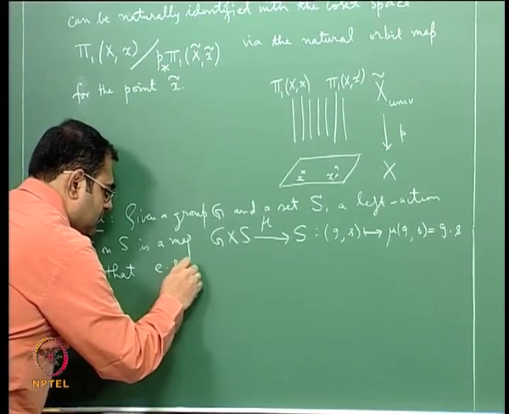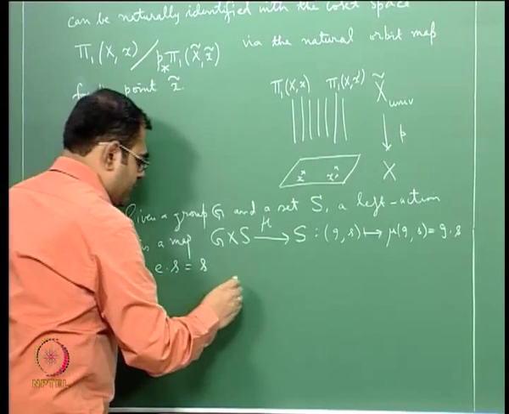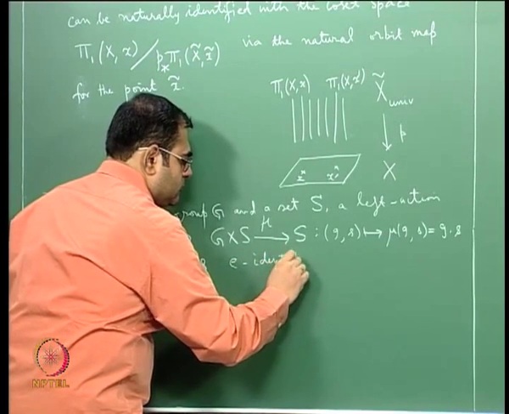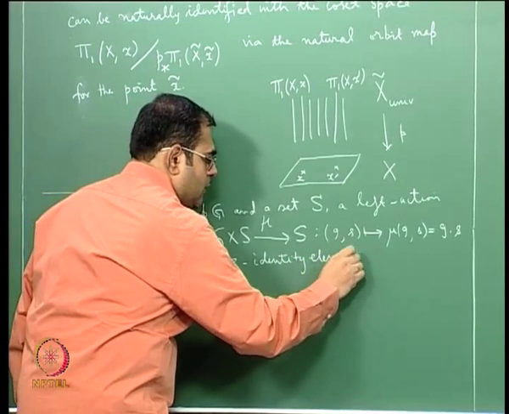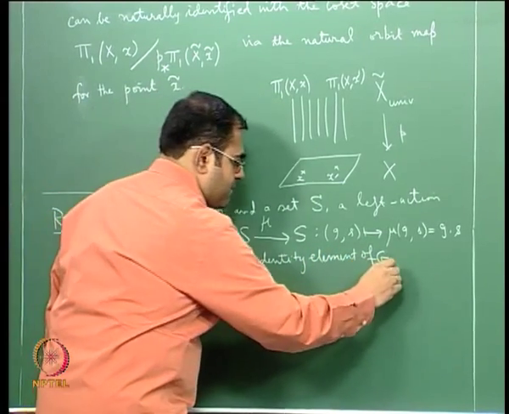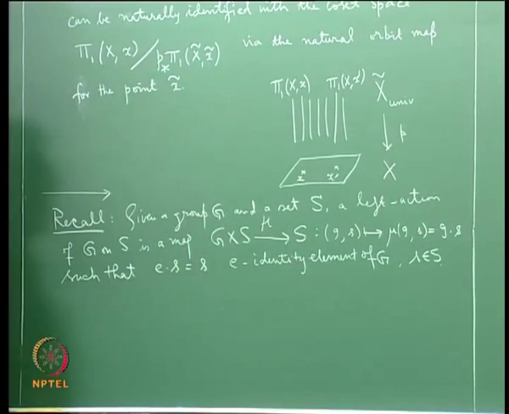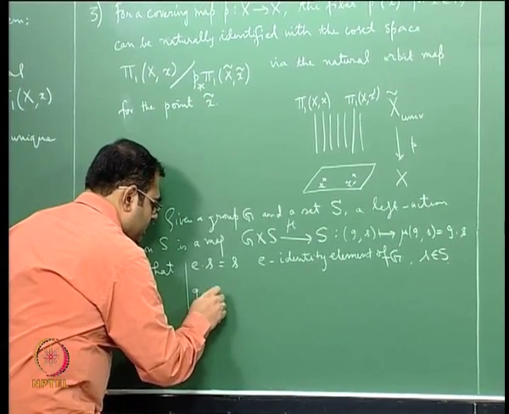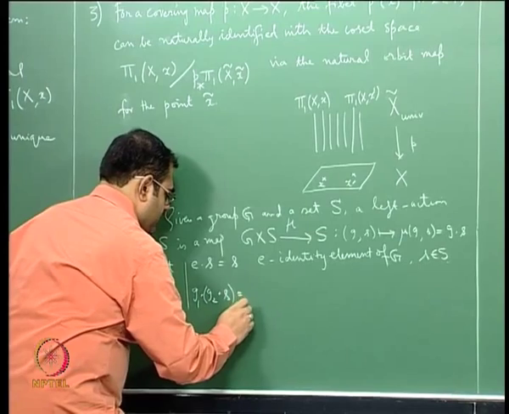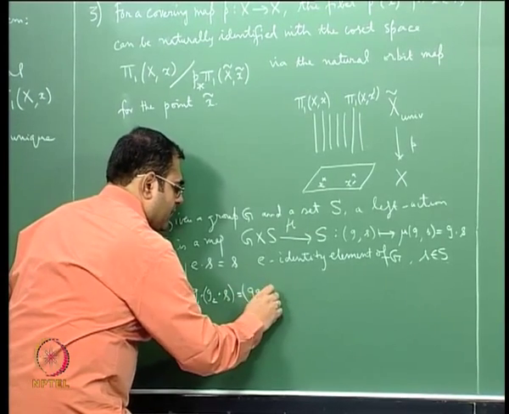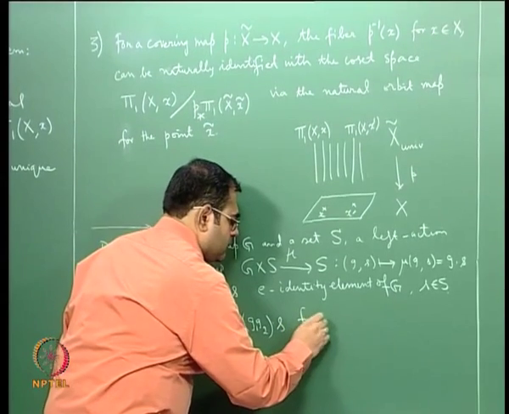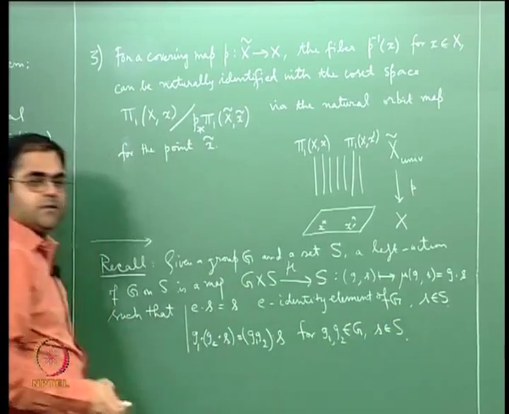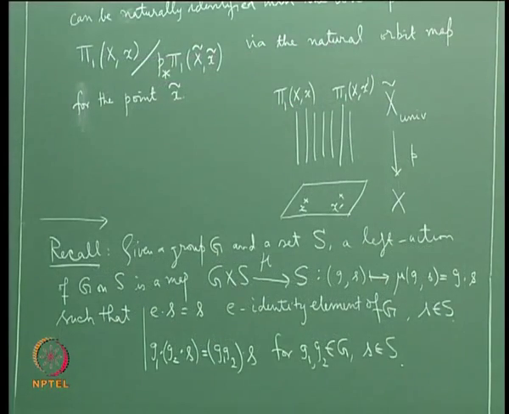e dot s is equal to s, where e is the identity element of G, and of course s is an element of S. So this is one condition. The second condition is g1 dot g2 dot s is g1 g2 dot s, for g1 comma g2 belonging to G, and of course s in S. So this is the notion of a group acting on a set.